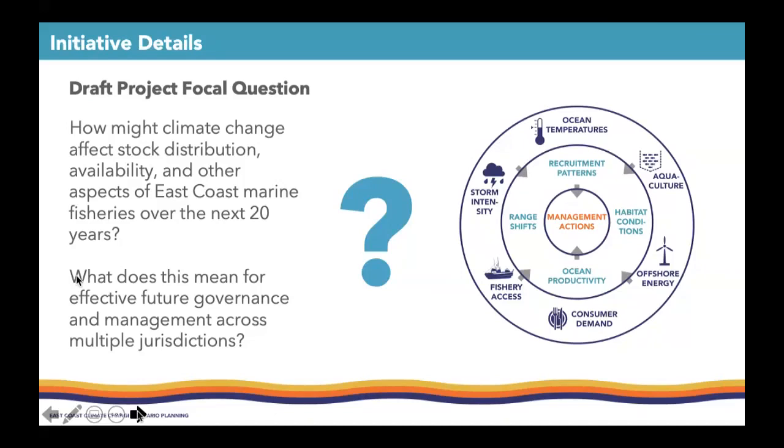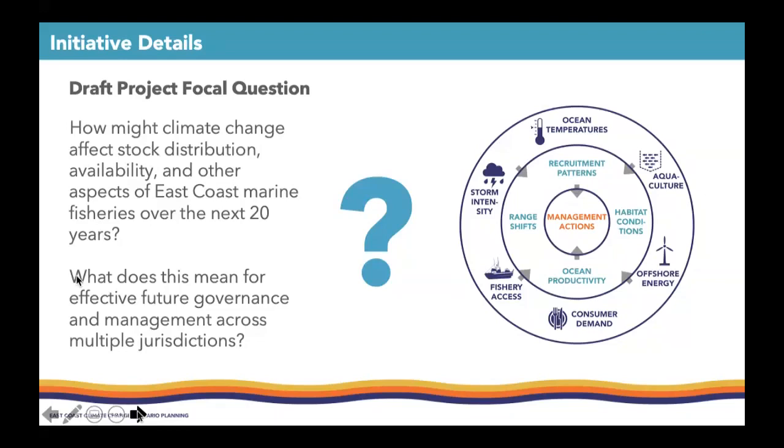So a focal question like this will allow us to explore a broad range of forces that might affect fisheries over the course of the next 20 years, and which then in turn might affect the most suitable ways to prepare. This is explained with the diagram on the right-hand side there. You can see in the outer circle, these are some of the forces that we might expect to be exploring here. Rising ocean temperatures, changes in storm intensity, shifts in consumer demand, maybe new ocean uses such as offshore energy and aquaculture, maybe changes in fishery access. All of those things are probably forces that we will see change over the course of the next 20 years.